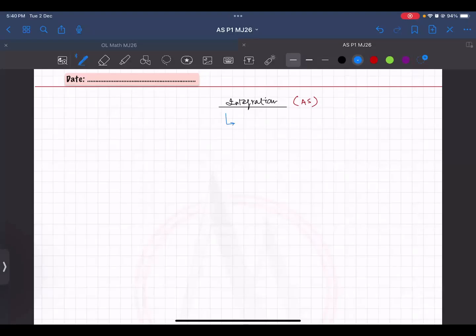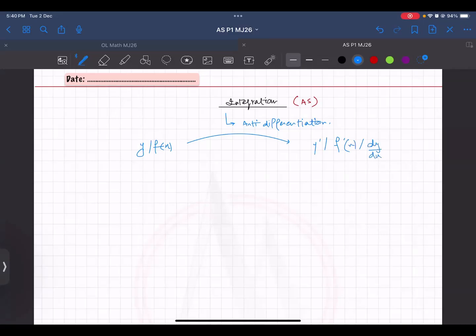Another name of this integration is anti-differentiation, because as I told you in the previous classes as well, differentiation and integration go hand in hand. They are a part of calculus. Overall, we call them calculus, but they are very much related to each other. Let's suppose we have the y function or the f(x) function. When we differentiate this, we get the first derivative, f dash or dy by dx.